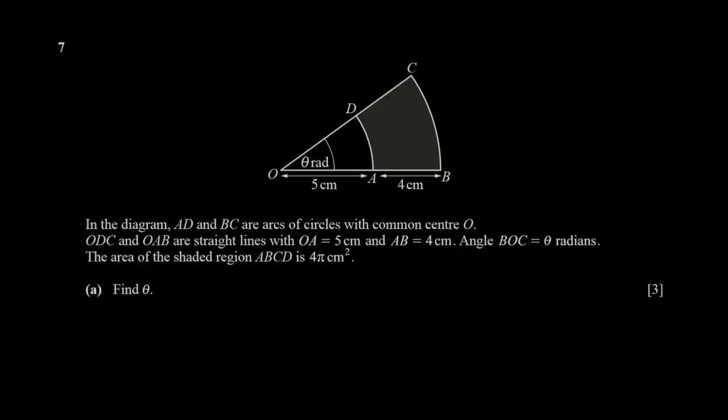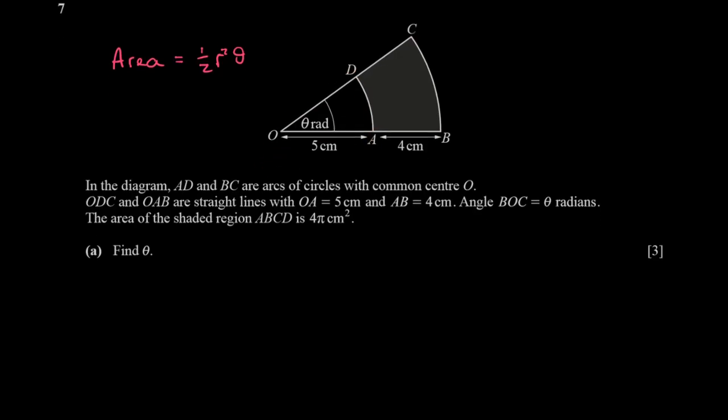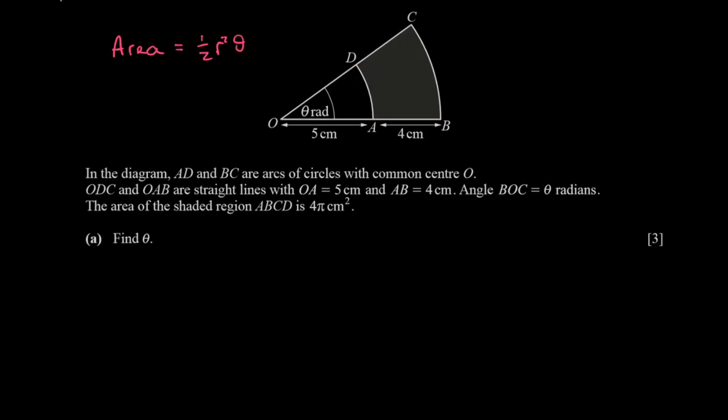Okay, well, basically, we need to know the formula for the area of a sector, and the area is equal to a half r squared theta, where r is the radius and theta is the angle in radians. So the area of the shaded region is going to be the area of that sector, the big one, minus the area of the small one. So what will that be? Let's write it out in full.